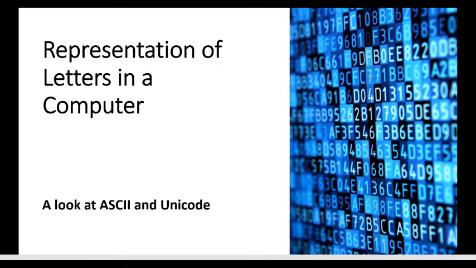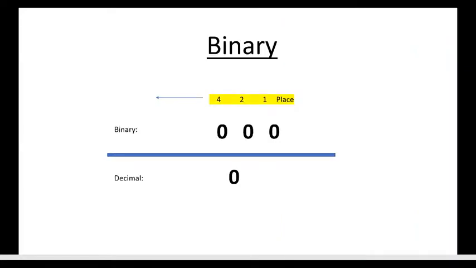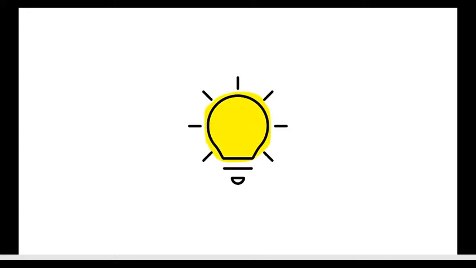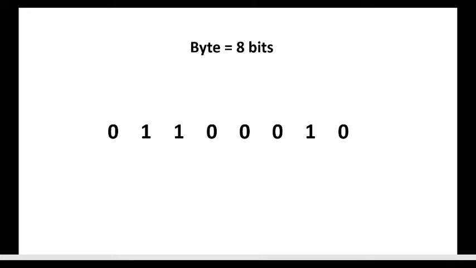In the last video we discussed binary and how a computer can store small amounts of electricity in transistors, which will either represent a 0 or a 1. And by chaining 8 of these bits together, we form a byte.